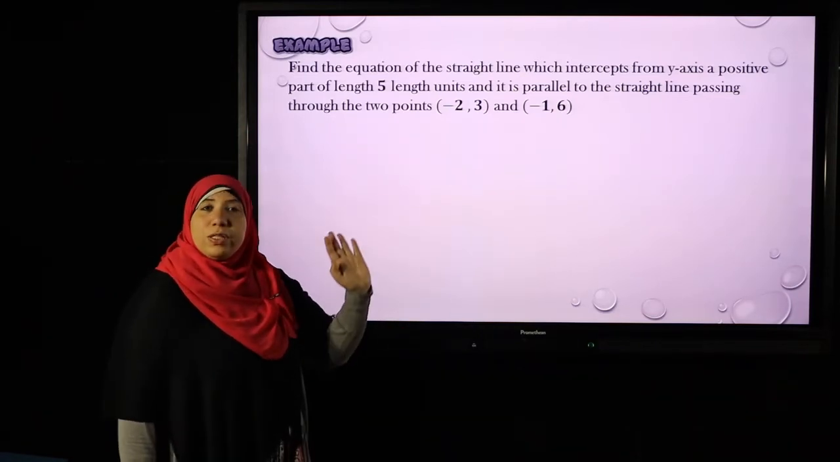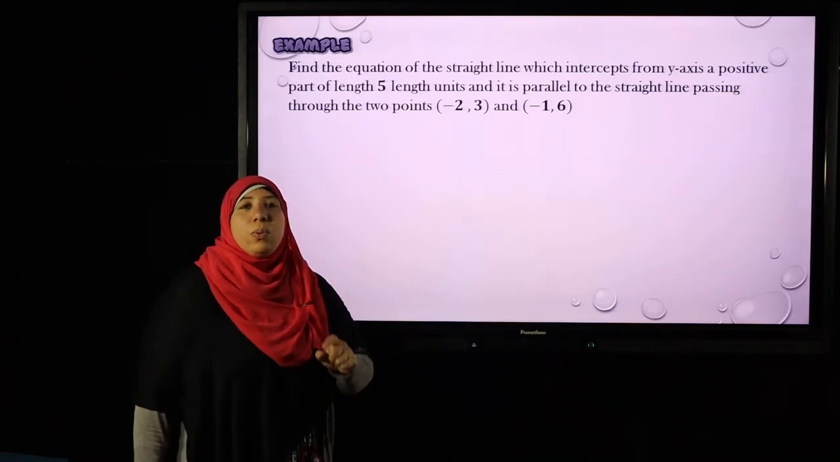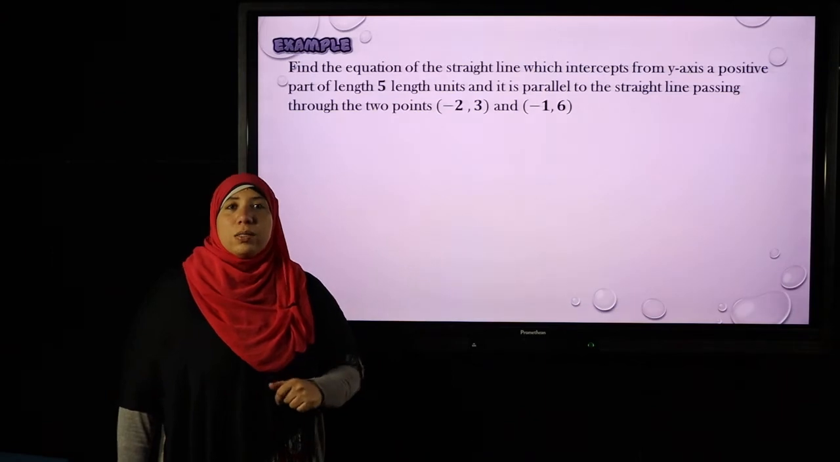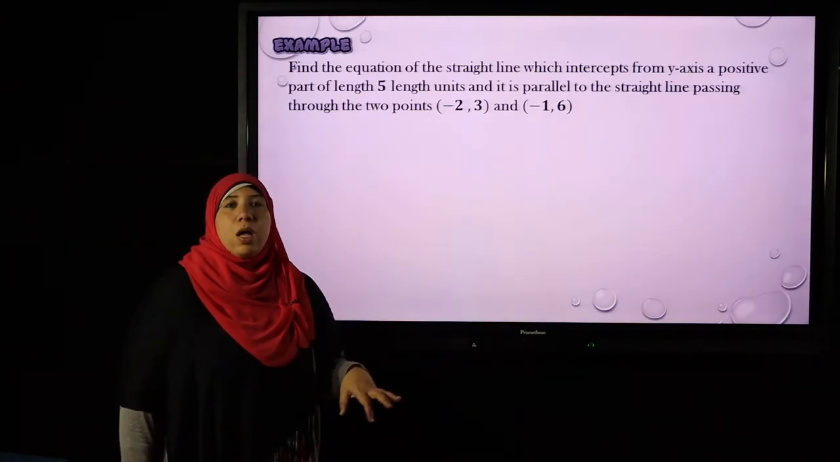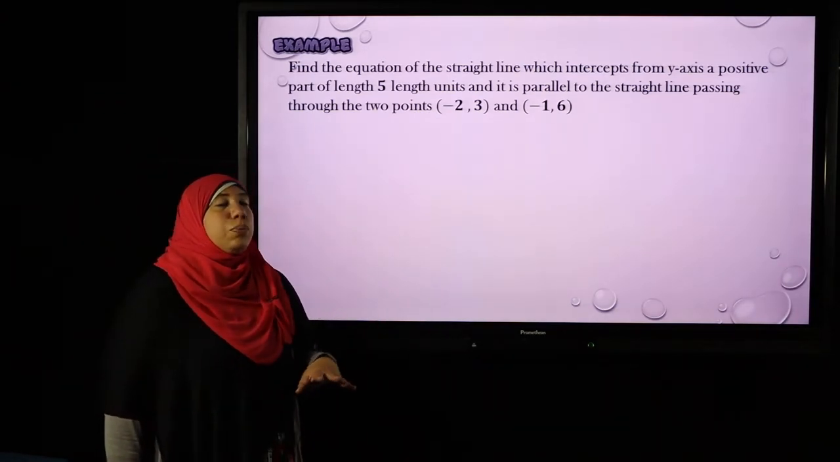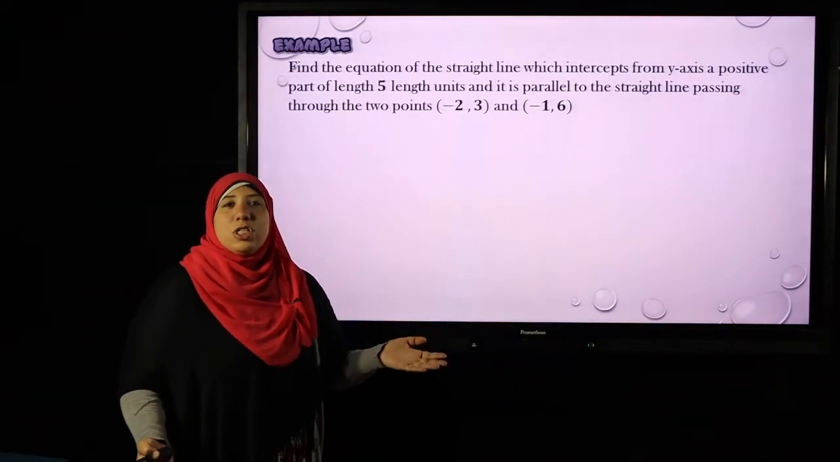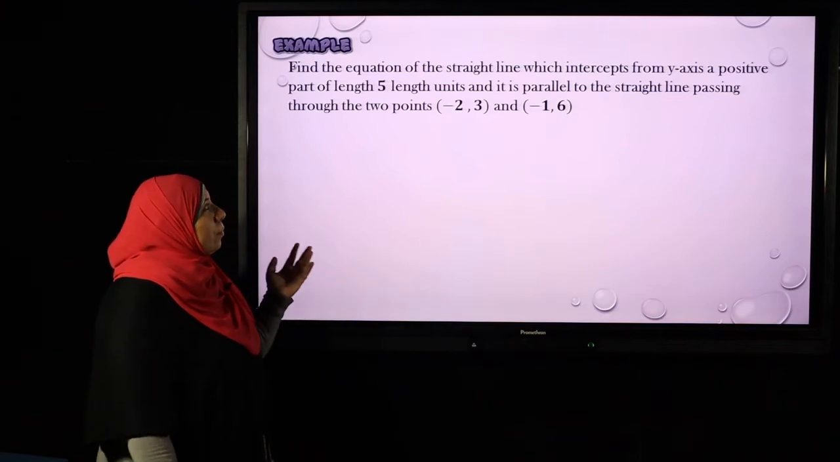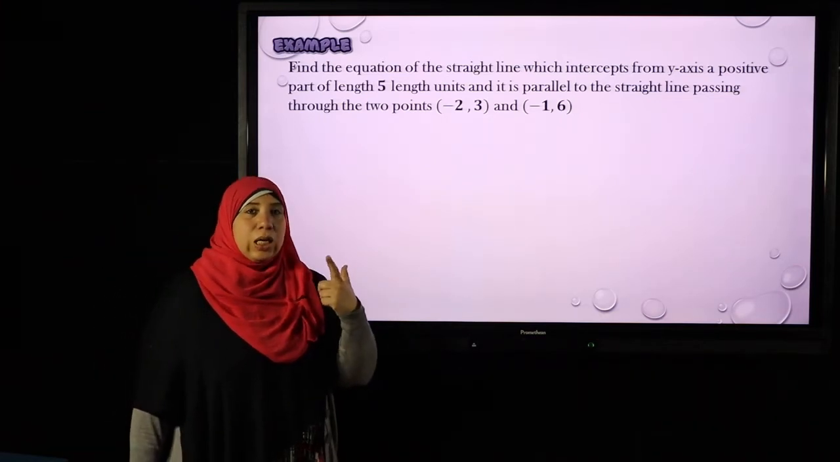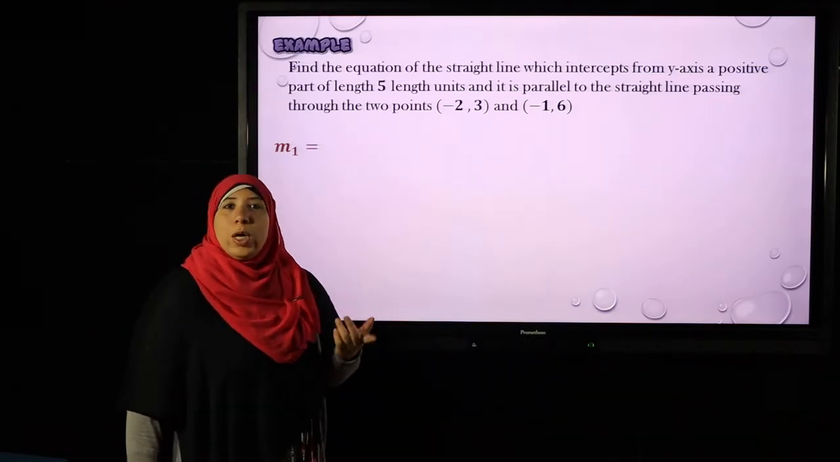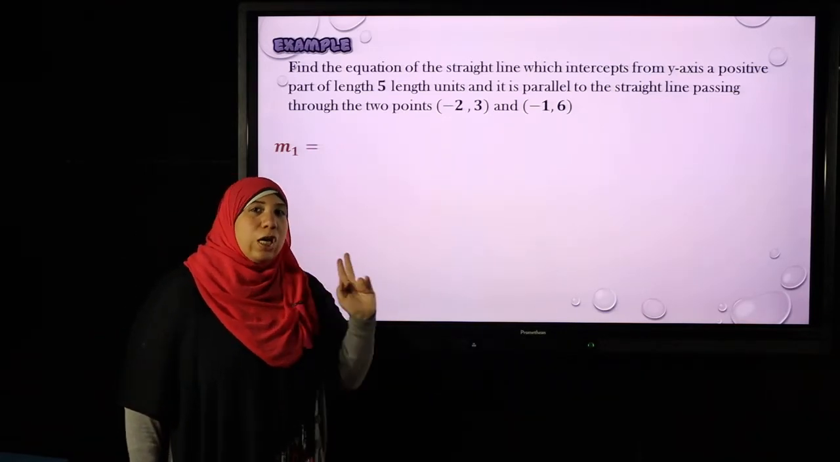Now, I have the intercepted part, so my problem now is the slope. To find the equation, which is y equals mx plus c. m is the slope, c is the intercepted part, and y and x are defining this equation. Any equation contains x and y. So I need m and c. Now, I will find m1. Why m1? Because I have two straight lines here.